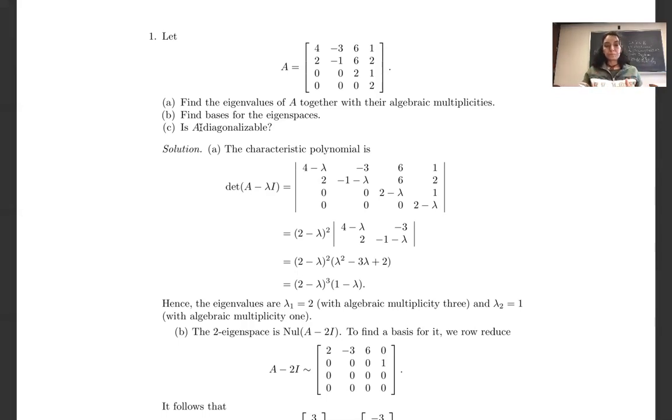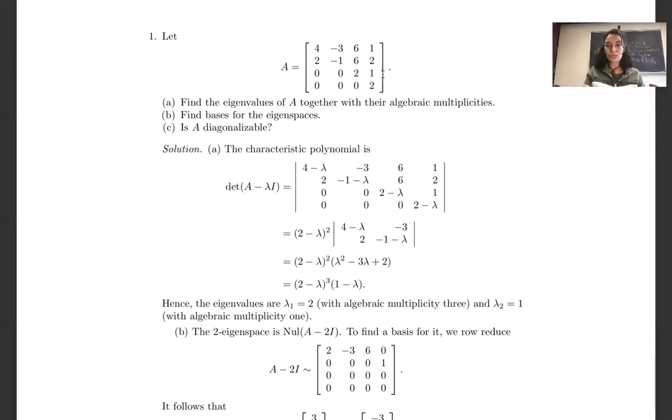But here, how can we decide immediately, just without making the calculation, if A is diagonalizable? In order to say that A is diagonalizable, you need to look at the number of your eigenvectors. How many eigenvectors do you find for each eigenvalue? Because at the end, as I said, the P matrix will be found from the eigenvectors, and the columns of your P will be the eigenvectors.